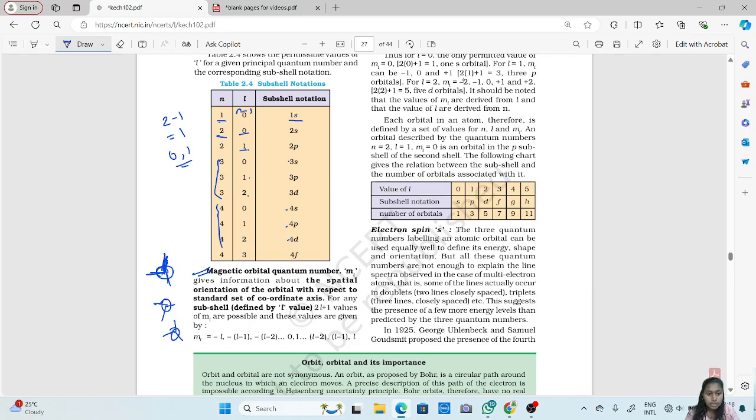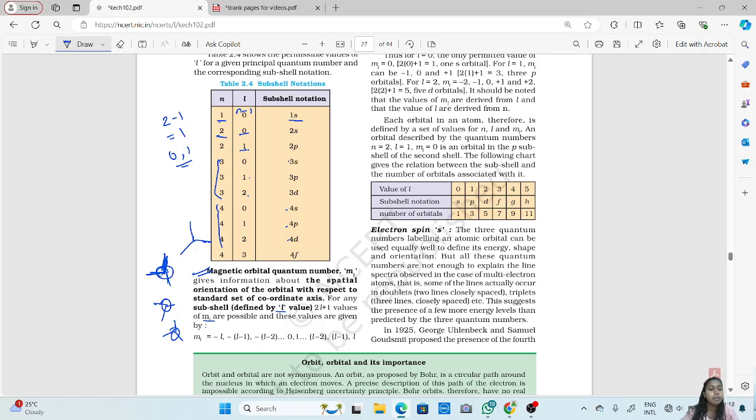with the standard set of coordinates. Okay, so these are coordinates, right? X coordinate, Y coordinate, Z coordinate. With respect to these coordinates, it is given. For any subshell defined by the l value, 2l plus 1 values give your magnetic quantum number.